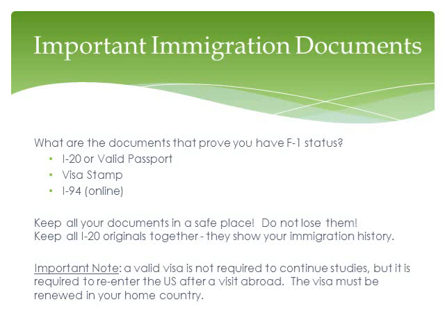Important immigration documents. The following are documents that prove your visa status: Form I-20, valid passport, visa stamp, and your I-94 card, accessible online. It is important that you keep your immigration documents in a safe place and do not lose them. Also, keep all I-20 originals together as they show your immigration history.